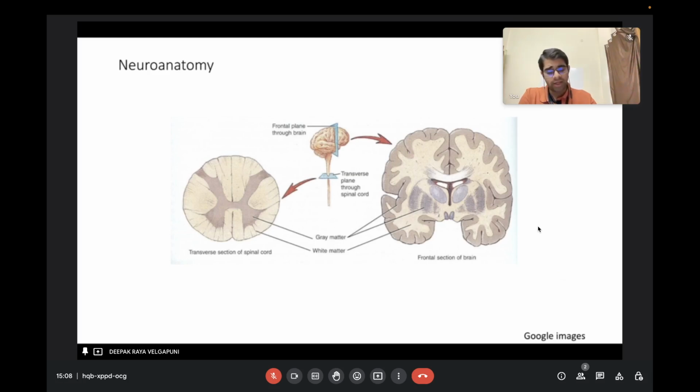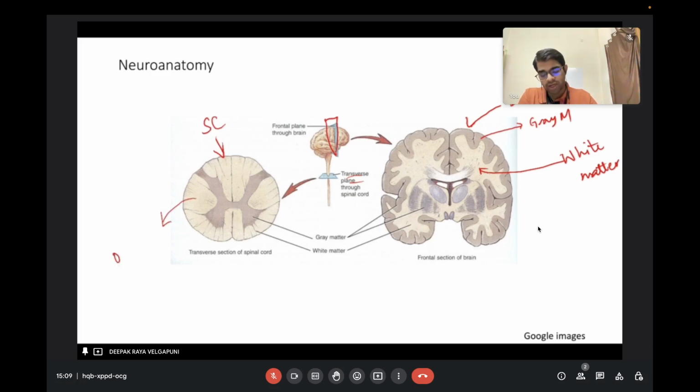Now you see a coronal plane here, which divides the brain into two halves, front and back half, and a slice here is taken, and there is a transverse plane to the spinal cord. So what you see here is a spinal cord and this is in the brain. You see this has gray matter on the outside and the internal side is white matter. Here it just reverses in the case of the spinal cord. The outer side has white matter, the inner side has gray matter.